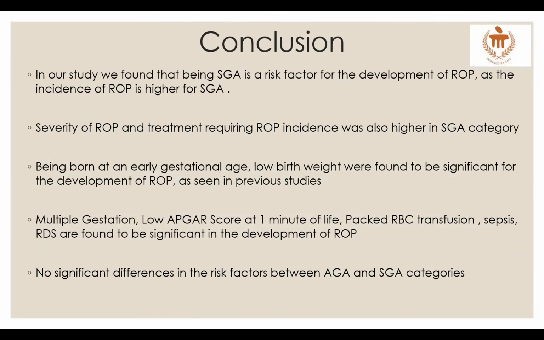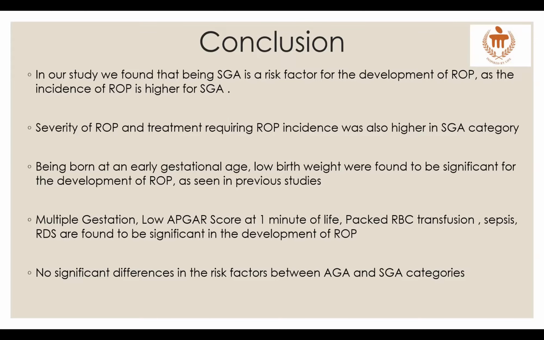So coming to the conclusion, in our study, we found that being SGA is a risk factor for the development of ROP, as the incidence of ROP is higher for SGA in our study. Severity and treatment requiring ROP incidence was also higher in the SGA category. And being born at an early gestational age and low birth weight were also found to be significant, as seen in previous studies which have been published.